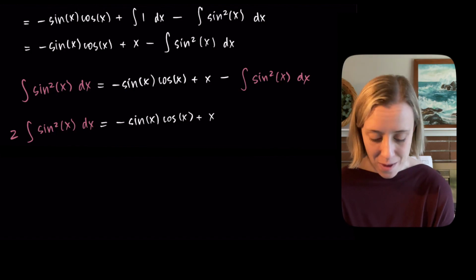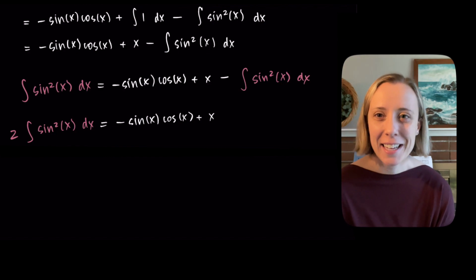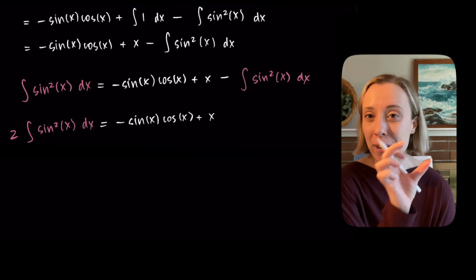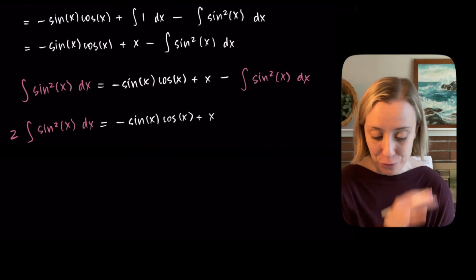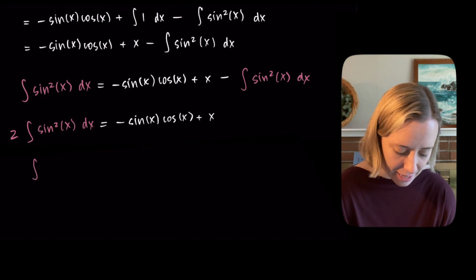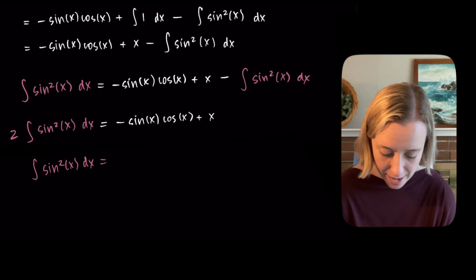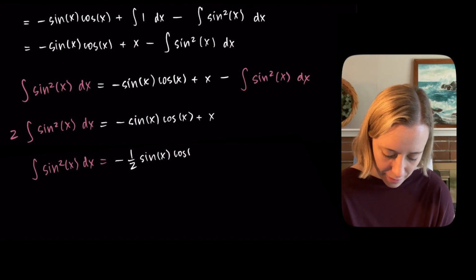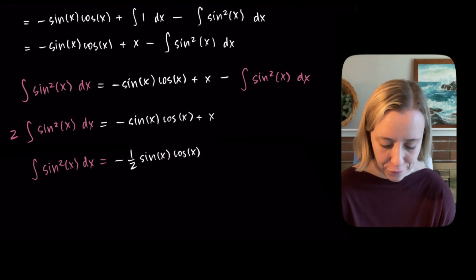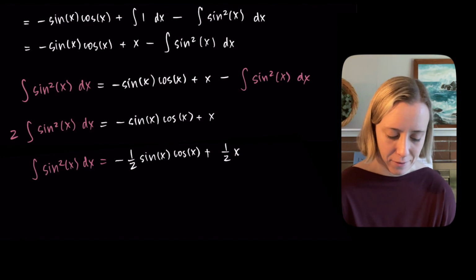All right, and now we can solve for our integral by dividing by 2. Oh my gosh, I love it. So we're eventually going to get our integral of sine squared is equal to something, and we're doing that by now dividing by 2. So I'm now showing that the integral of sine squared x dx is equal to negative 1/2 sine x cosine x. That's me dividing by 2, it's just multiplying by 1/2, plus 1/2 x. And we did it. We also need a plus c.